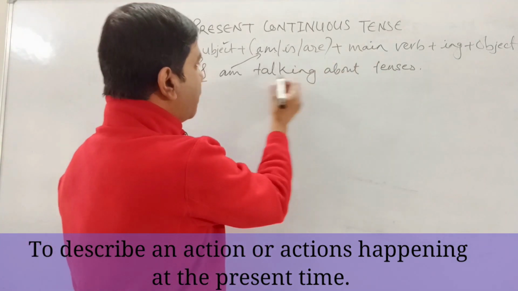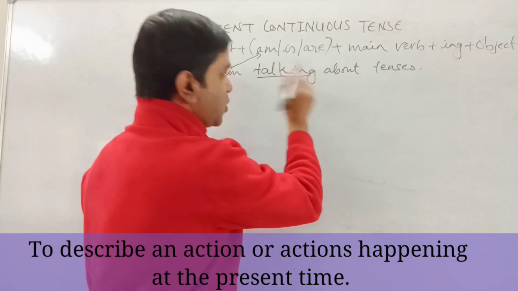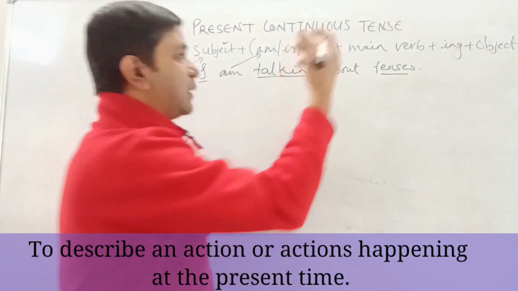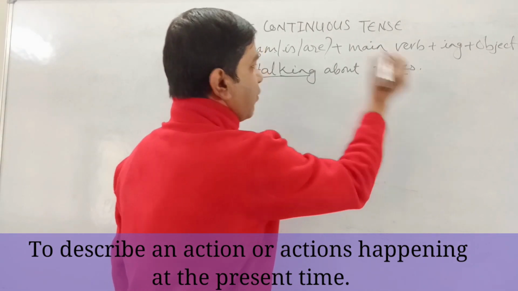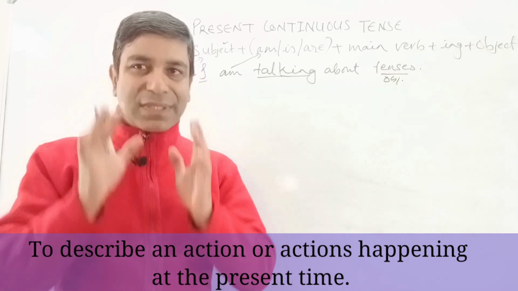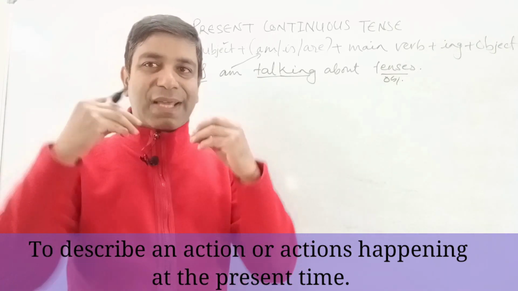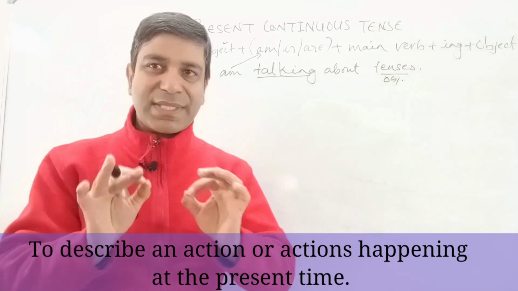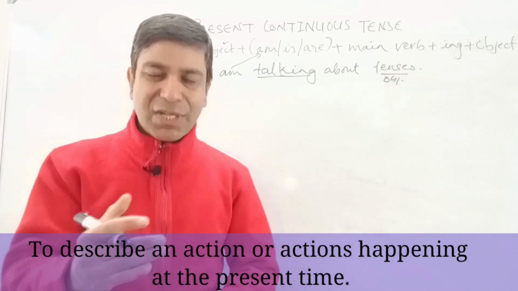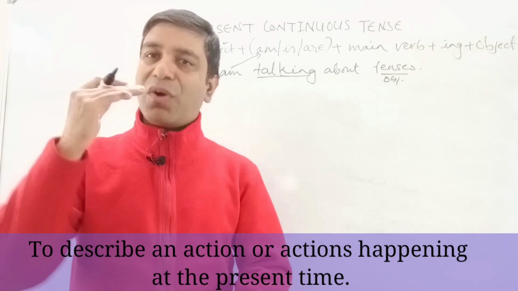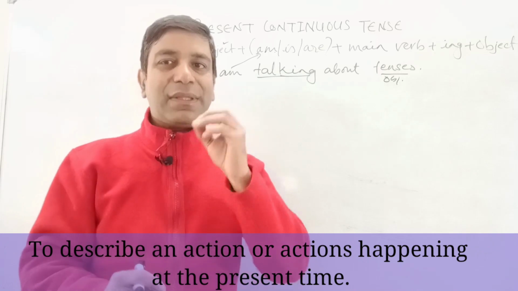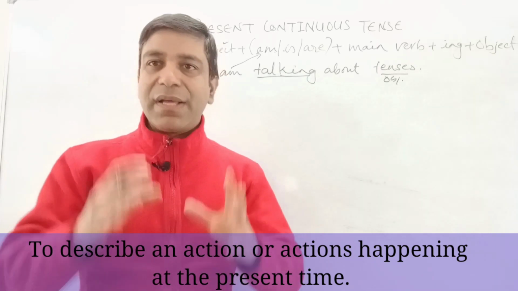And then comes the main verb. Talk plus ing is talking about tenses. What am I talking about? I'm talking about tenses. So tenses is the object of our sentence. I am talking about tenses. So this is the activity, this is the action going on at the present time. What am I doing now? I am talking about tenses. So this action is going on. We use present continuous tense to describe an action that is in progress, that is going on.